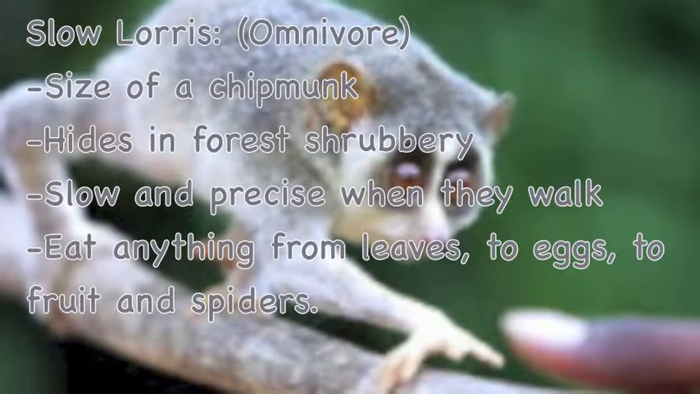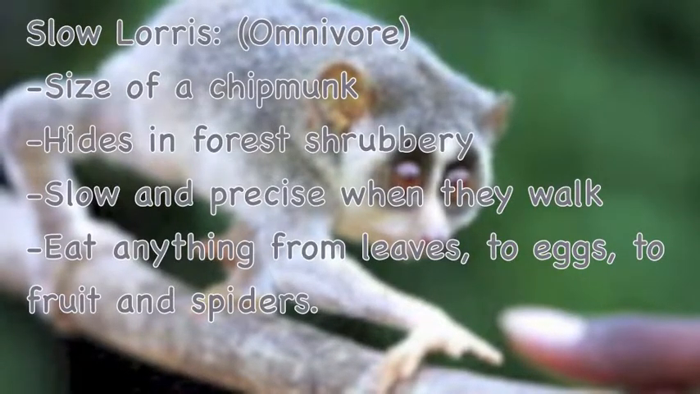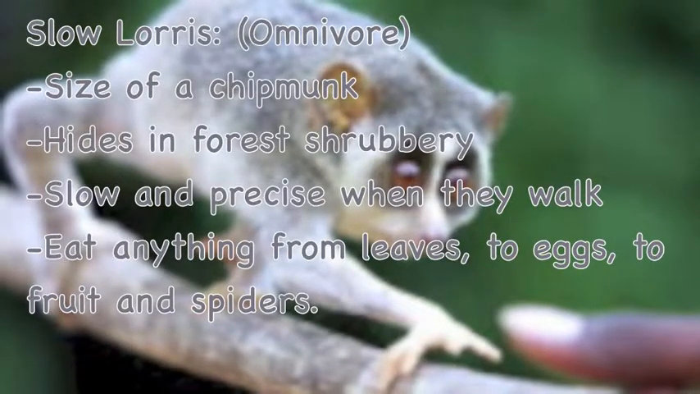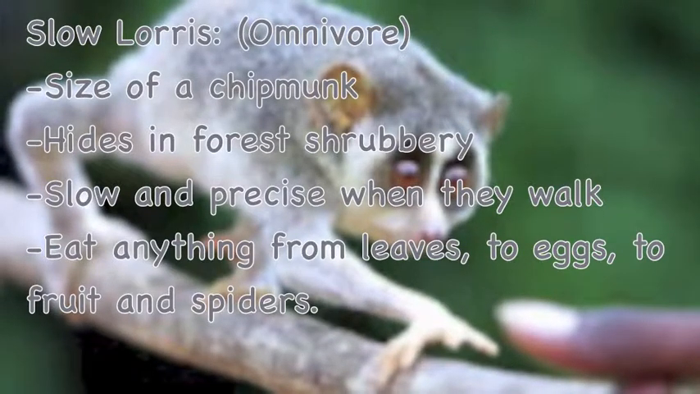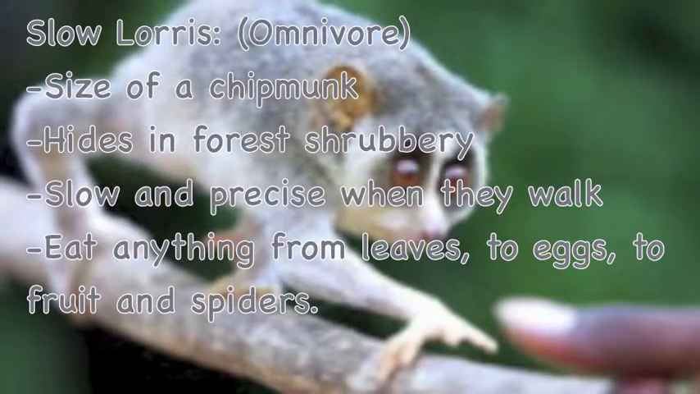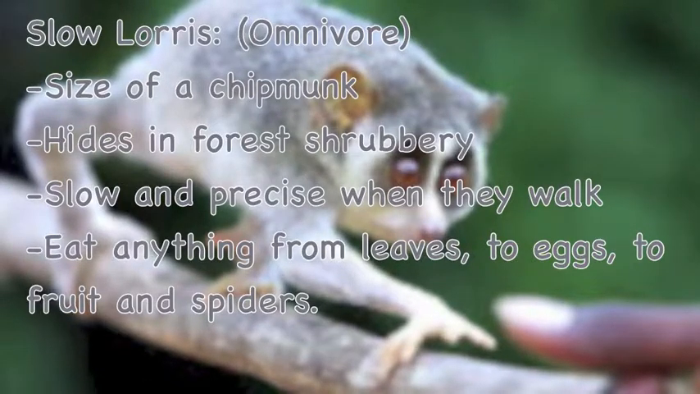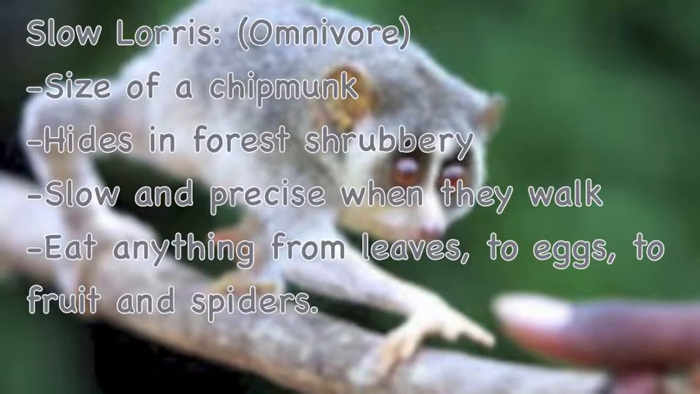The slender loris is a small animal approximately the size of a chipmunk. They like to hide in the large shrubbery of the dry or wet forests. They are slow and precise and spend their time in the trees. They will eat anything from leaves to eggs and nuts and fruit to spiders and toxic beetles, giving them a wide diet. The food web of the tropical dry forest is similar compared to other tropical forests.